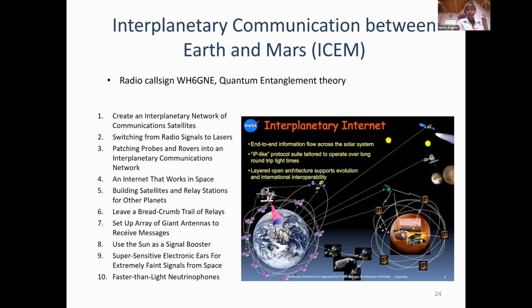This is the first project, interplanetary communication. I have a radio license, WH6G and E, and with that you can connect at the speed of light. But radio connection would not be that good, so probably we would connect with laser. Elon Musk is probably planning to build some sort of Starlink satellite system like we have on Earth, so this type of satellite system might exist on Mars.